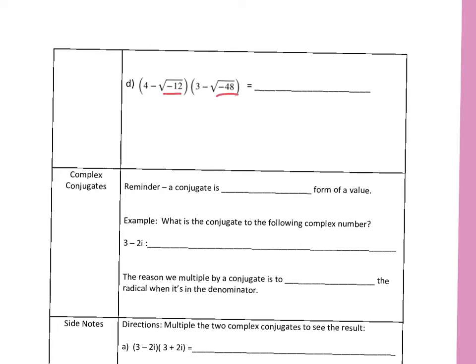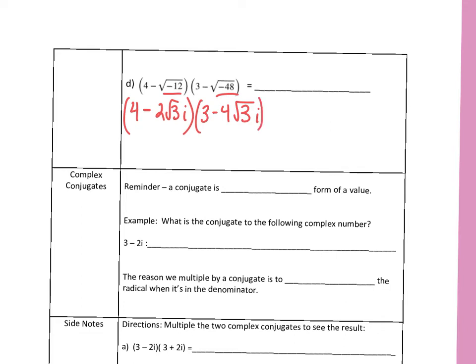So the square root of negative 12, what'd you get for that? Yep, so 2 square root of 3i, and there's a negative in front of it because of that negative sign that's in front of it. Okay, what about the square root of negative 48? 4 square root of 3i, so 3 minus the 4 square root of 3i. Everybody get that? How to do that one?